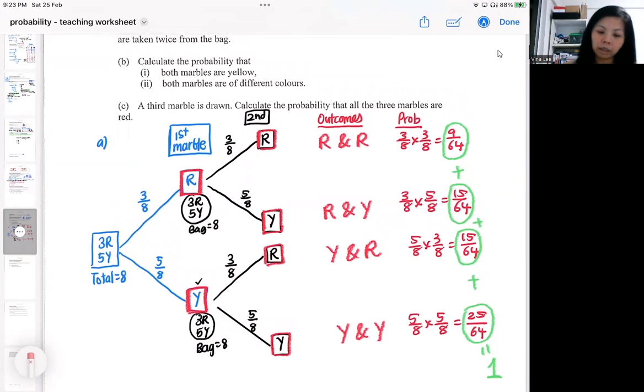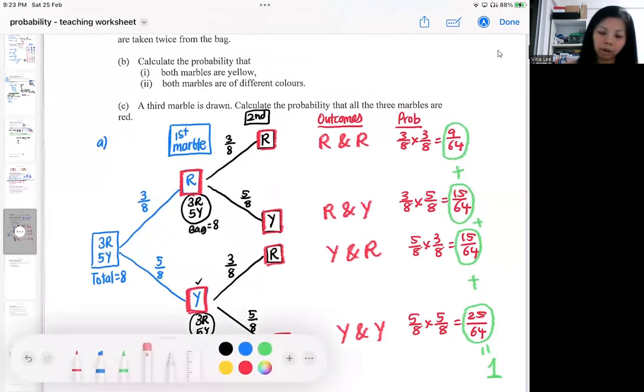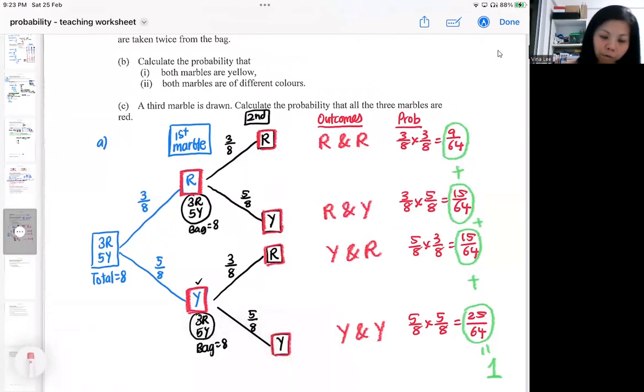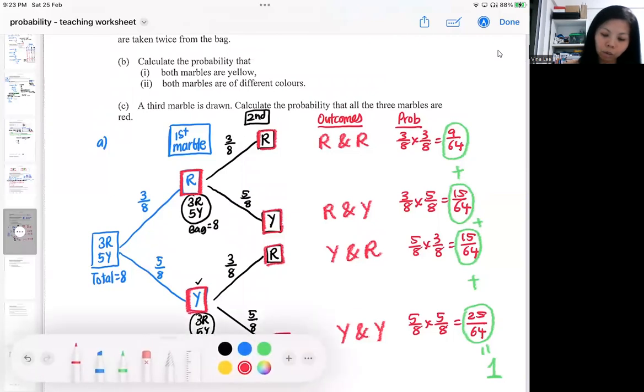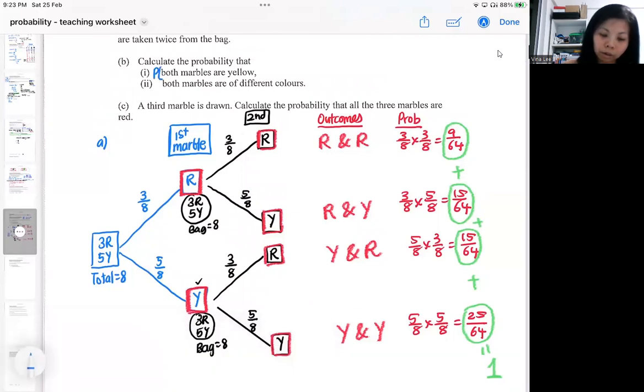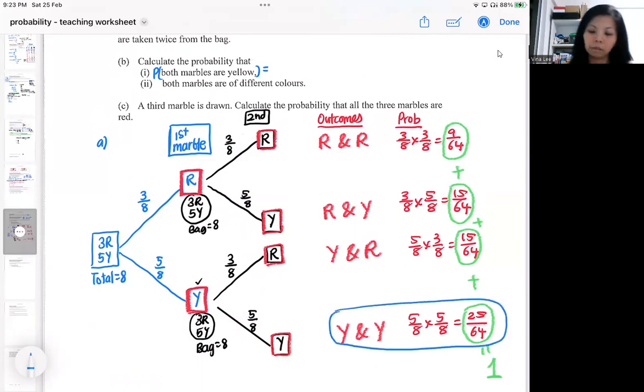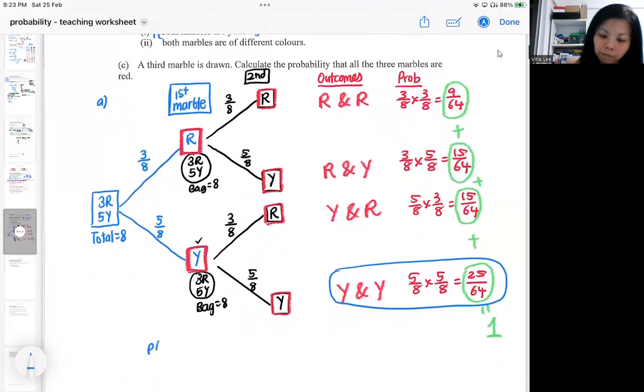From here, it's very easy to answer the question on the probability that both marbles are yellow. If I would like the probability that both marbles are yellow, that will be the last possible outcome here. So the probability that both are yellow is 5/8 times 5/8.